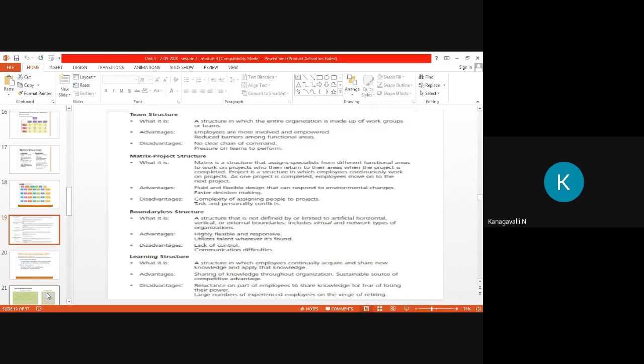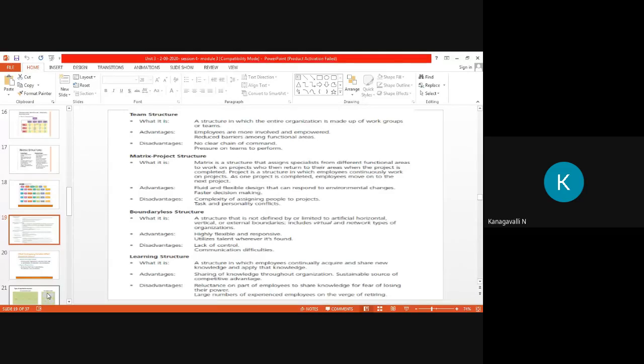Then the matrix project structure is a structure that assigns specialists from different functional areas to work on projects, who then return to their areas when the project is completed. So that means generally our project is a structure in which employees continuously work on a particular project. Then as one project is completed, the employees move on to the next project. Right. So this is a matrix project structure.